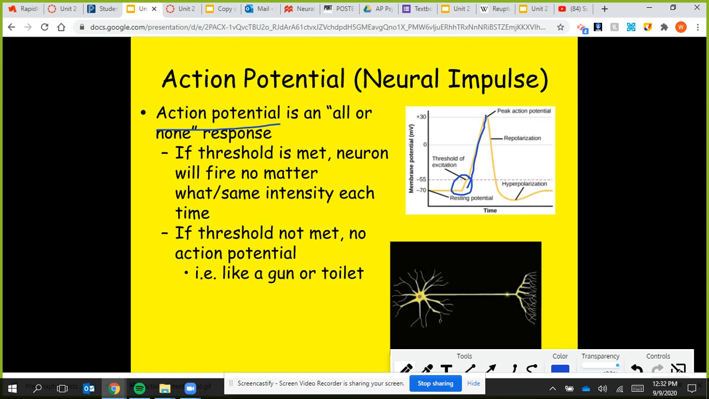Toilets are the same way. More of you have experience with toilets. Okay, you can flush the toilet really lightly, or you can flush the toilet really hard, but it's going to flush with the same intensity each time. Okay, action potentials are the same way. As long as you reach that neural threshold of negative 55 millivolts in depolarization, that neuron's going to fire. This is called the all or none response.